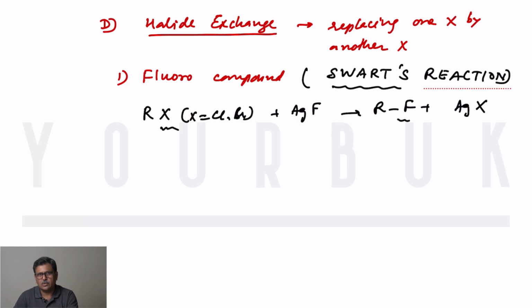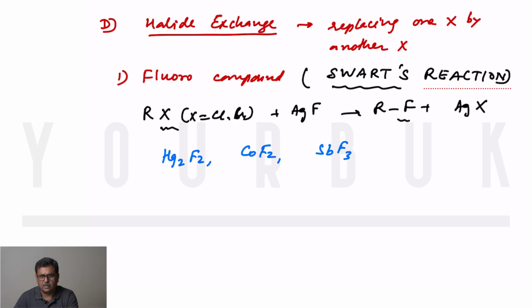We have other reagents also available to replace chlorine or bromine by fluorine. For example, you can use Hg2F2, mercurous fluoride. You can use cobalt fluoride. You can use antimony trifluoride. But whenever you have to write, you always prefer AgF. Reason? Because there is no subscript, so chances of mistakes are less. In Hg2F2, there are two subscripts. If you forget to write one subscript, you will get 0. So that's why, as a student, whenever you want to write the reagent, you always prefer AgF.